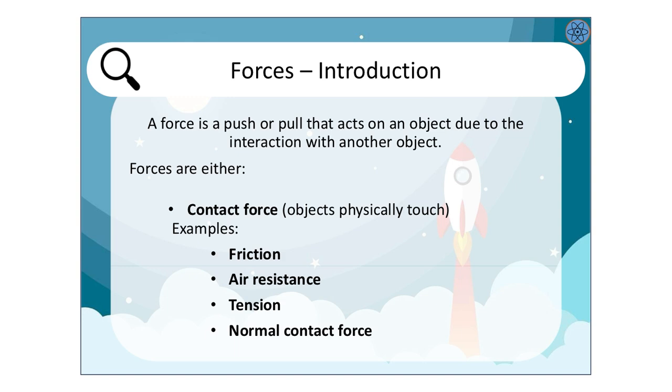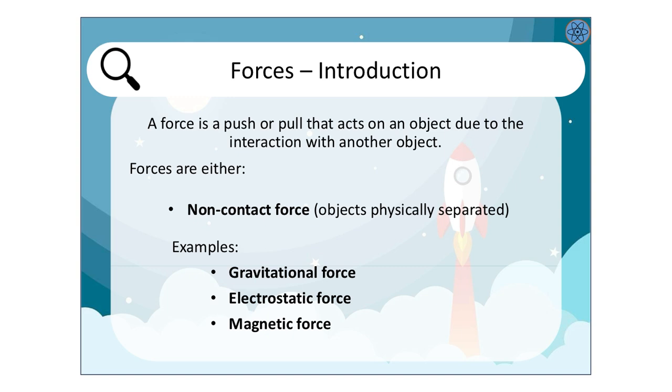So some examples. So there's friction, so when you brush along the floor, you can feel it. Air resistance, where when you move through the air, particles will come into contact with your skin. Tension, so just like when you're with a rope. And then there's a normal contact force, so when you stand up, the floor pushes up against you, which of course stops you from falling through the ground.